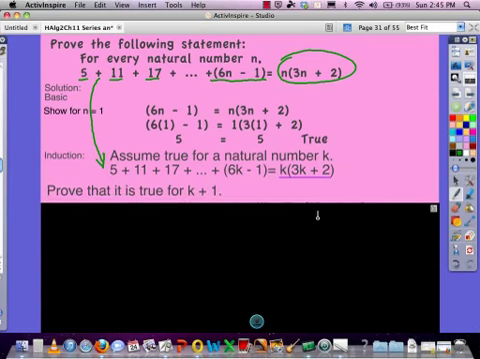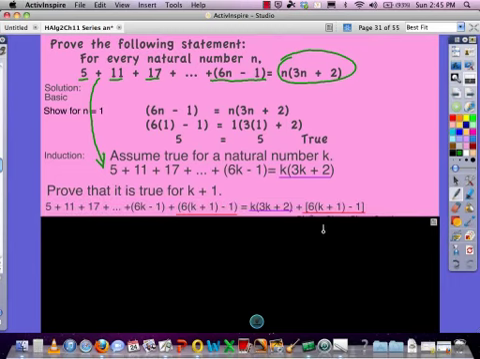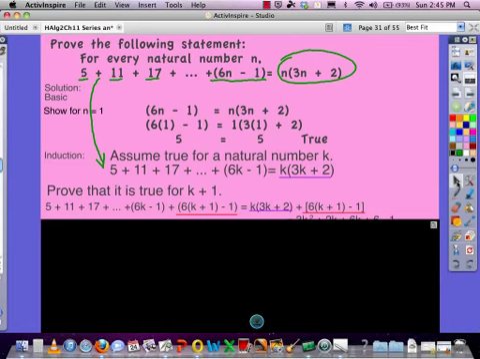Now, prove that it's true for k plus 1. So for the next term in your sequence, start thinking, what would our sequence look like if we put a next term in? You can see here that that sequence would be nothing more than 6 times k plus 1 minus 1. And you're going to say, well, I don't see where you get that exactly. Well, watch over here. Try to use a number that we can see.